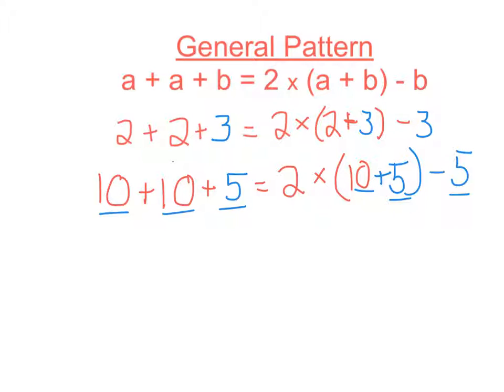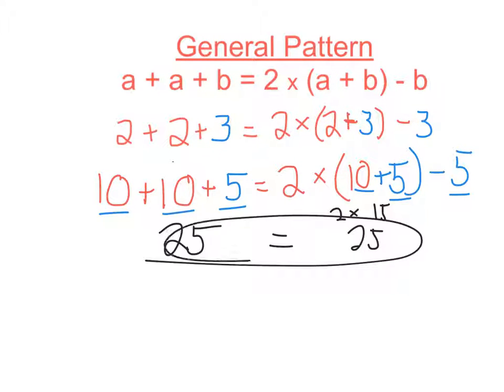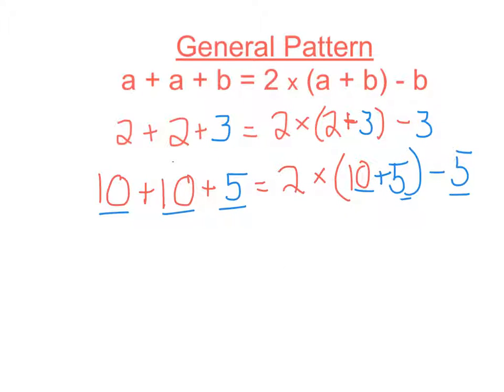10 plus 10 plus 5 gives me 25. And then 10 plus 5 gives me 15, times 2 would give me 30, and then minus 5 would give me my 25. So I'd have 25 equals 25. So once again, it holds true. So that's how you take these general patterns with two variables and create special cases with them. Same way, just making sure you keep track of my A's stay A's and my B's stay B's.